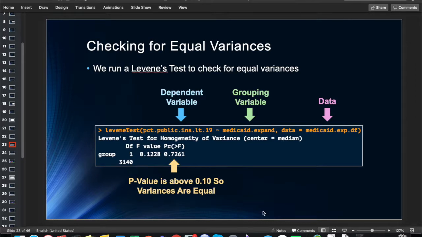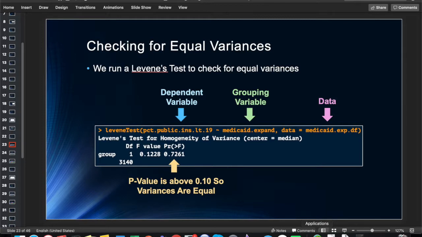And if you didn't know what to run, you would Google this and then maybe look at the help file. So we're seeing here, we have our dependent variable. That's basically what we are going to look at. In this case, it would be the percent on public insurance that are less than 19 years of age. Those are the values we are actually testing.